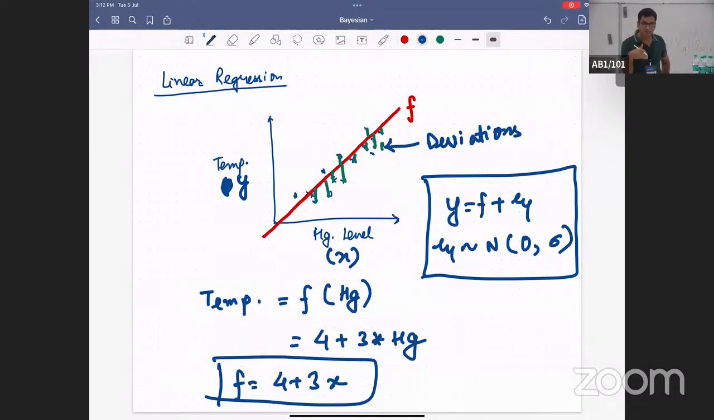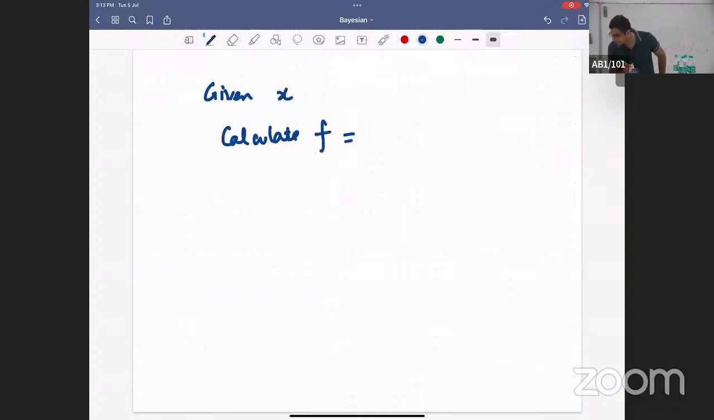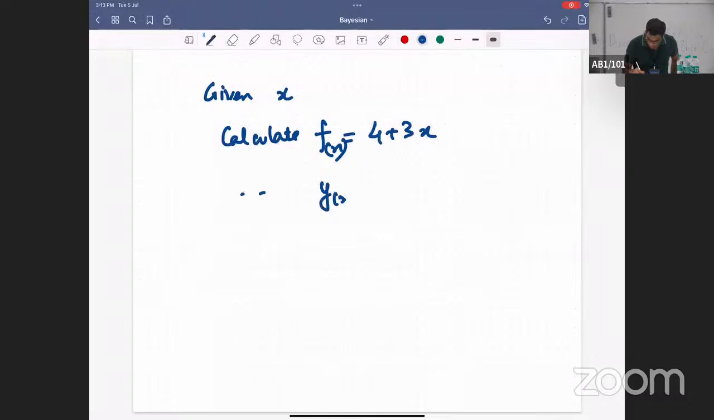We are trying to generate data. So think of it as, now you're given x. Given x, let me write the entire thing. So given x, we can calculate f equal to 4 plus 3x, f of x, and calculate y corresponding to x equal to f of x plus epsilon. But even to calculate epsilon, we need to get epsilon, which is normally distributed with mean 0 and this.